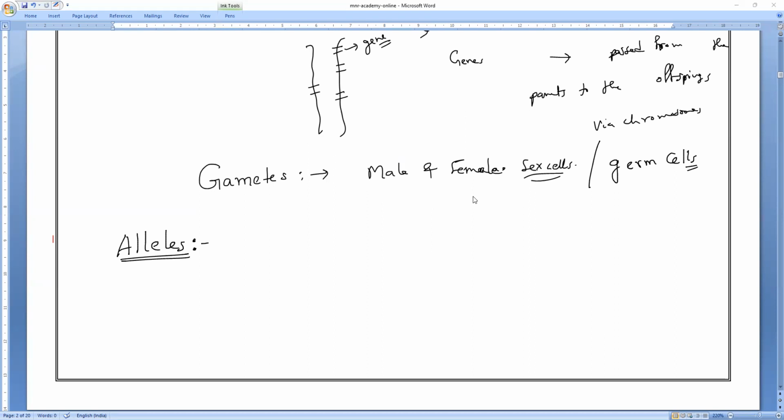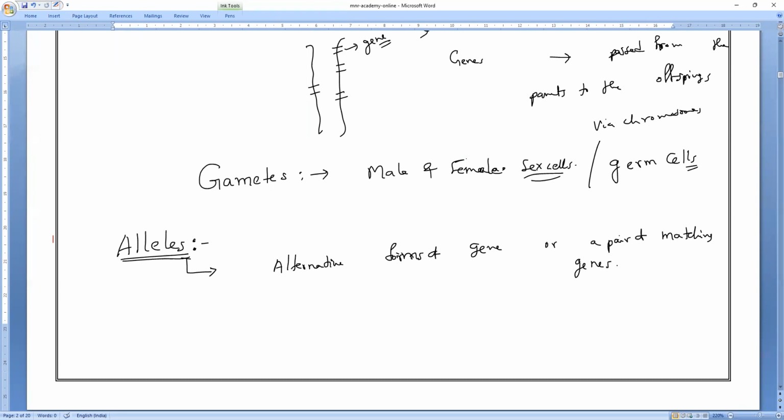So if you notice, what do we mean by alleles? Remember, they are alternative forms of genes, or we can say a pair of matching genes. That is what we call alleles.